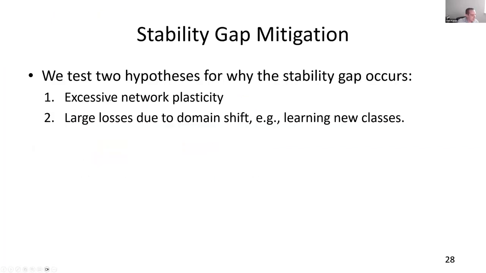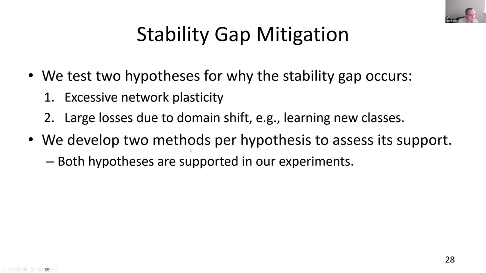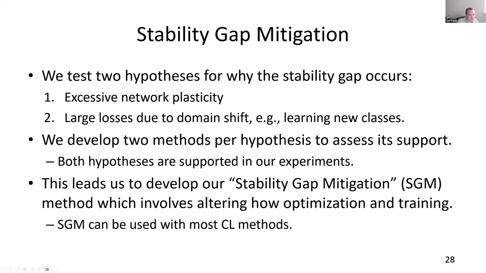We test two hypotheses for the stability gap, which I don't have time to talk about the methods here. One hypothesis is excessive network plasticity. The other is that large losses due to the domain shift, at the output layer, cause the problem. We developed multiple methods to test these hypotheses, and we found that both are supported, the excessive network plasticity more so than the other. That leads us to develop this new method, which we call stability gap mitigation. It's not the most original name.